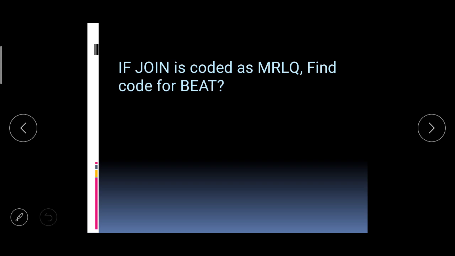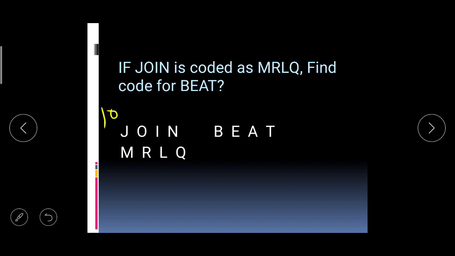If join is coded as MRLQ, then find the code for beat. Again, start by yourself. Just put the positions for the letters and then apply the same to the question. Okay, so let's see. Join is MRLQ, right? So let's put the positions. J is 10, O is 15, I is 9, and N is 14.